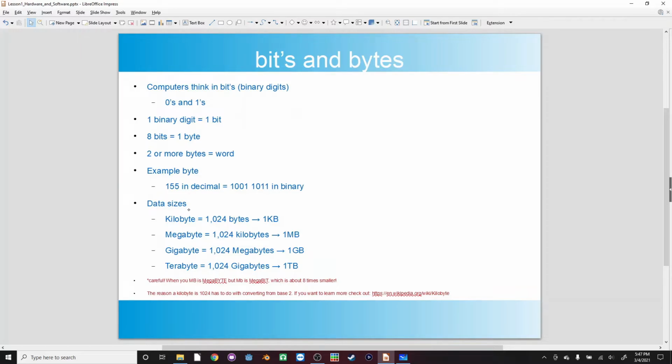So let's look at the data sizes. I don't want to get too hung up on here, but if you're talking about a byte in base 2, you get 1024 bytes is 1 kilobyte. But in base 10, which is what most of us are familiar with, it's 1000 bytes for every kilobyte. So it's 1000 bytes per kilobyte, 1000 kilobytes per megabyte, 1000 megabytes per gigabyte, and 1000 gigabytes per terabyte. Right? Be careful when you see capital B versus a lowercase b. So capital MB is a megabyte, but a capital M lowercase b is a megabit, which is approximately 8 times smaller. This actually should be exactly 8 times smaller.